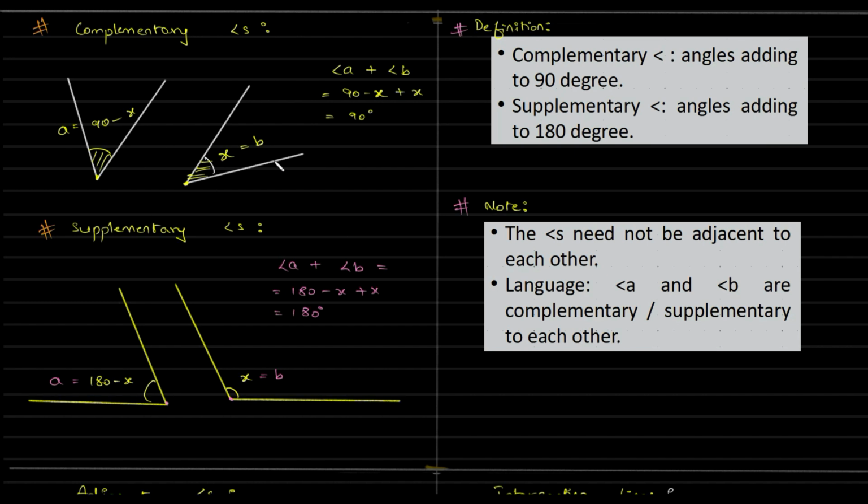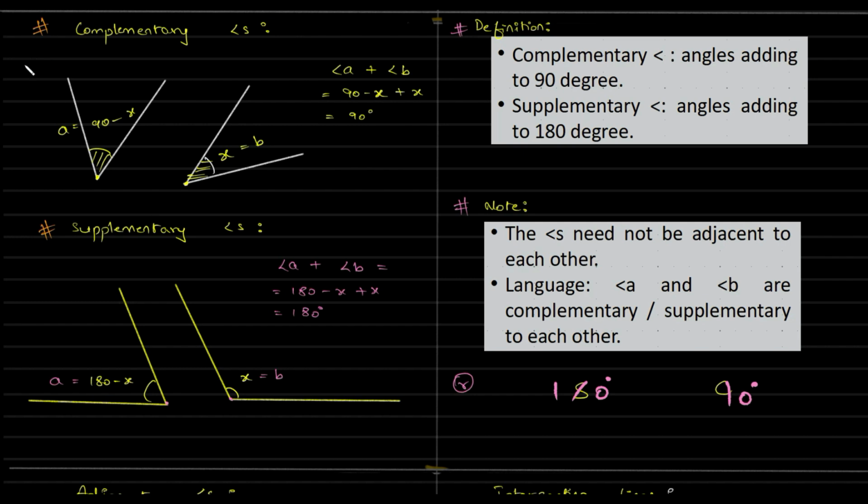Angle A and angle B are said to be complementary if they add up to 90 degrees, or angle A and angle B are supplementary if they add up to 180 degrees. Okay. So if you want to remember this, there are two ways actually. Supplementary starts with S, complementary starts with C. If we do this, you get 180 degrees. If we do this, you get 90 degrees. Okay, so that's how you can remember.